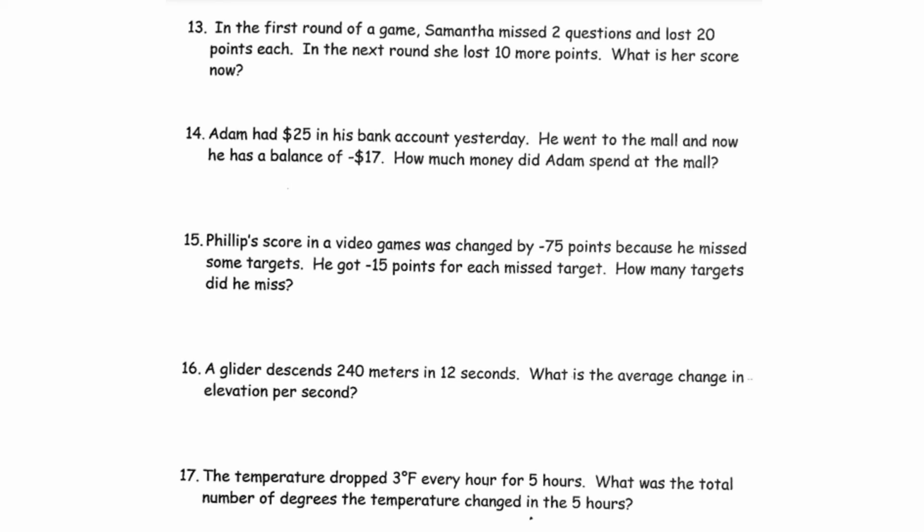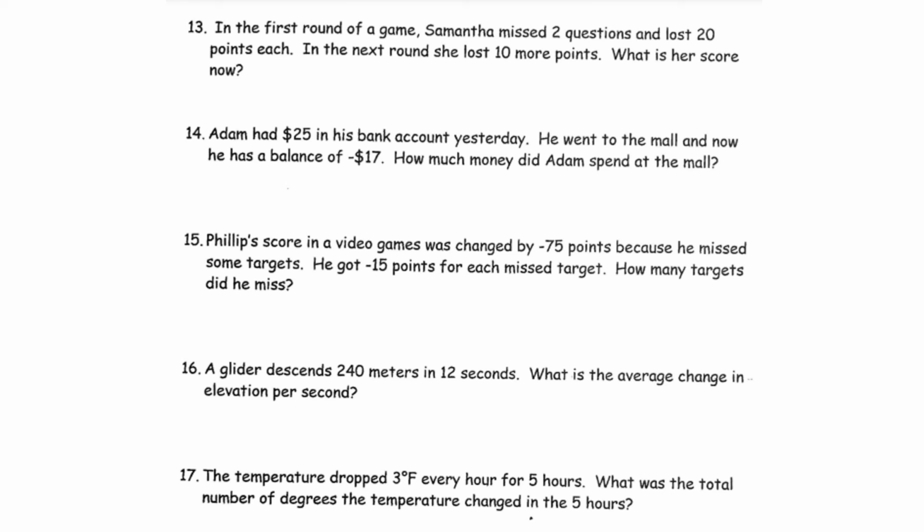Number 15. Philip's score in a video game was changed by negative 75 points because he missed some targets. He got negative 15 points for each missed target. How many targets did he miss?